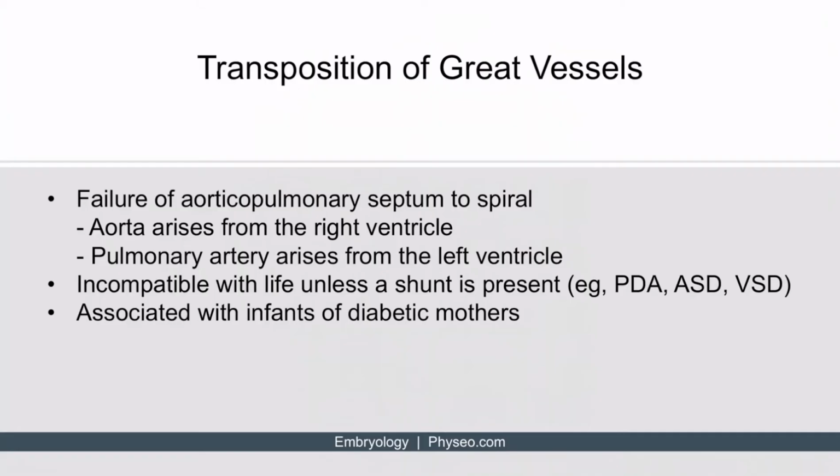All right, now let's discuss transposition of the great vessels. This occurs when there is failure of the aorticopulmonary septum to spiral. This results in the aorta arising from the right ventricle and the pulmonary artery arising from the left ventricle. This condition is incompatible with life unless there is some type of communication between the two areas of the heart, such as a patent ductus arteriosus, an atrial septal defect, or a ventricular septal defect. Finally, it's more common among infants of diabetic mothers.